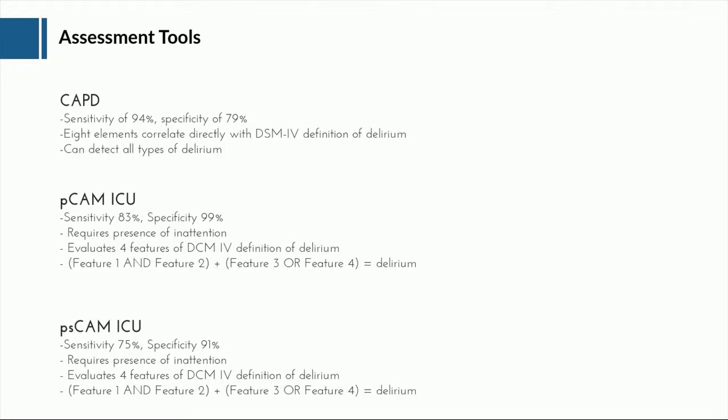There are 3 assessment tools that can assist in identifying delirium in pediatric patients: CAPD, PCAM-ICU, and PEAS. CAM-ICU.